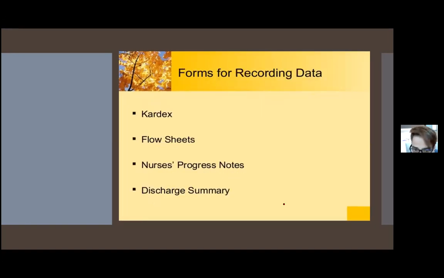Then what are the forms for recording data? Cardex. Cardex is what we use as the information or patient record. It already contains the name, the diagnosis, the IVF, the meds, the management, and other orders. So during endorsement, what the nurses hold is only the Cardex, not the whole chart.